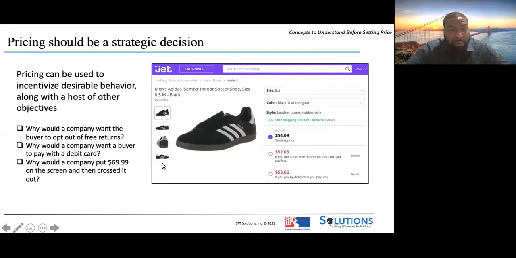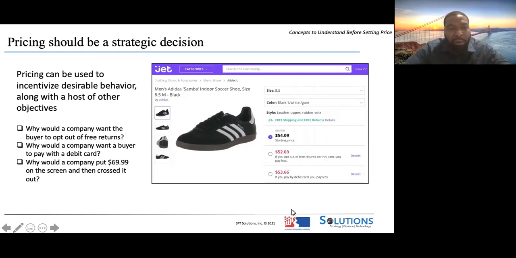So for example, this shoe, the starting price is $54, but the retailer is letting you obtain a lower price for the good by offering different deductions, right? So the price is a little bit cheaper if you opt out of free returns. It's also a little bit cheaper if you pay by debit card instead of credit card.